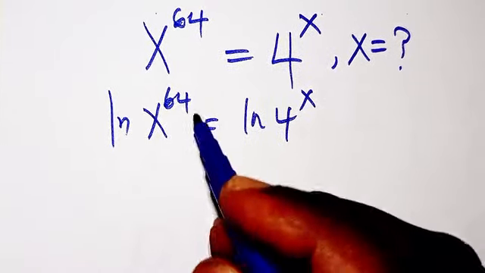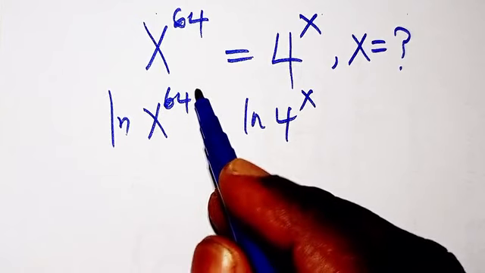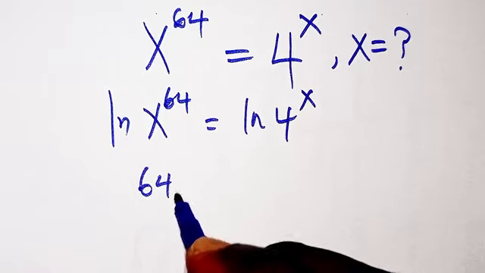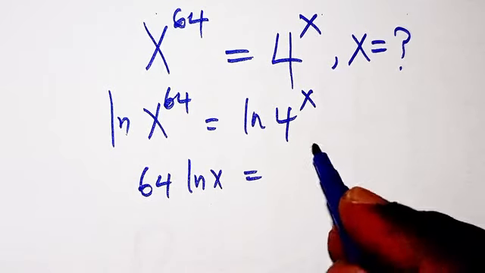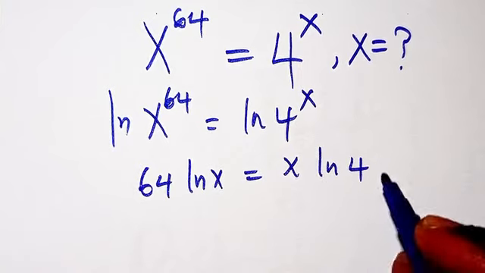So now, from the law of logarithms, this power will come down. You have 64 ln of x equals x ln of 4.